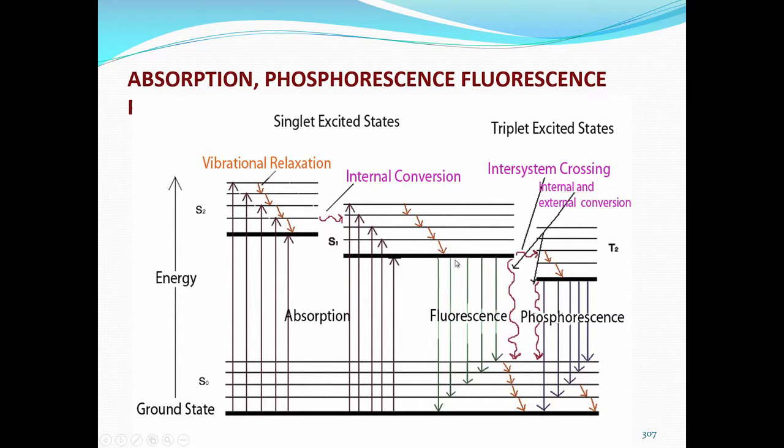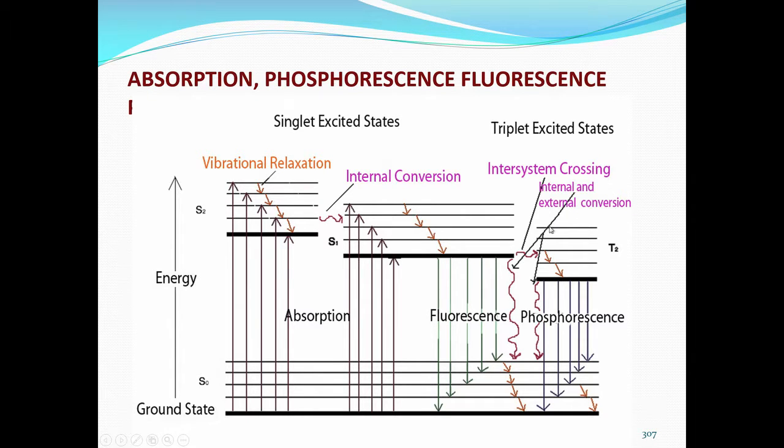So, the electrons or molecules can come back to the ground state at different energy levels also, and the most populated energy level is the one which will show you a fluorescence peak. So, fluorescence phenomena is determined like this.